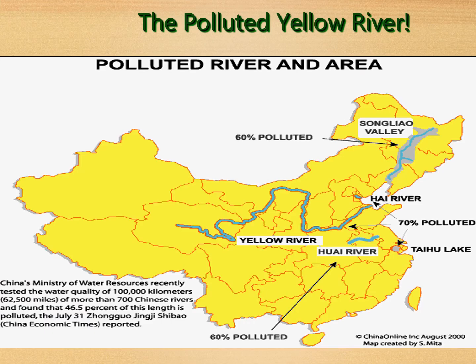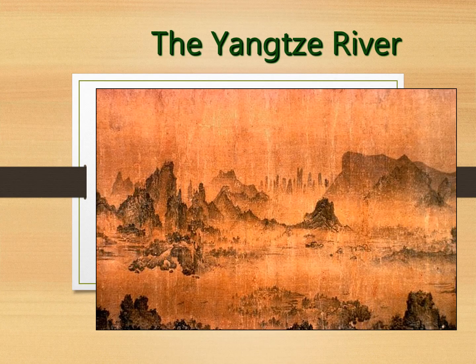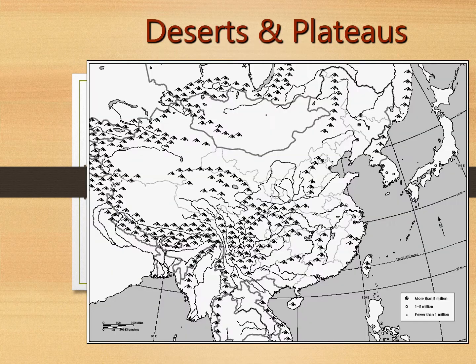Okay, so our river systems, unfortunately, have a lot of pollution in them. All that fertilizer, all that manufacturing, oftentimes those products wash into our river basins and make them not the best place to get your fresh water from. Yangtze River is very, very famous in China. Here's an old historical painting of it.